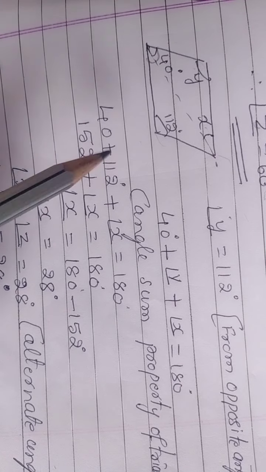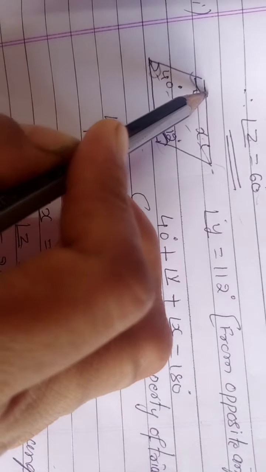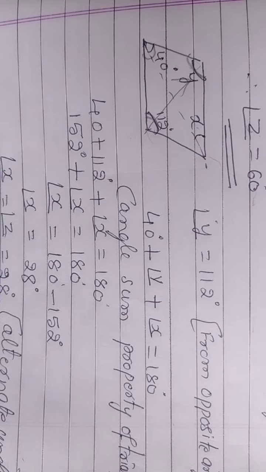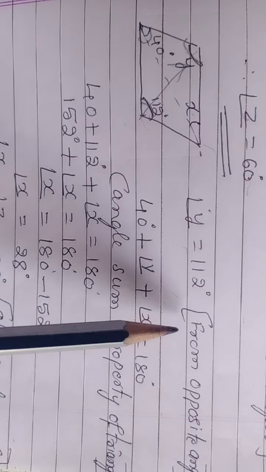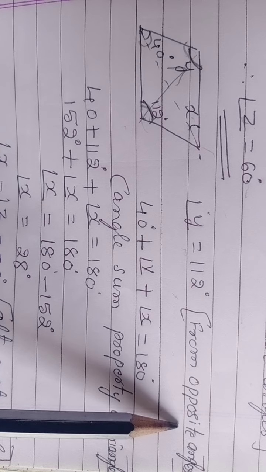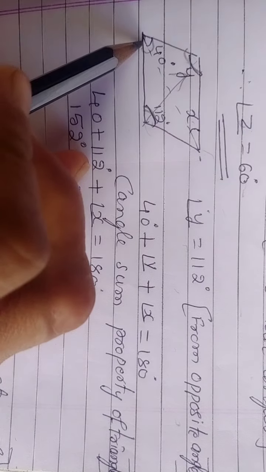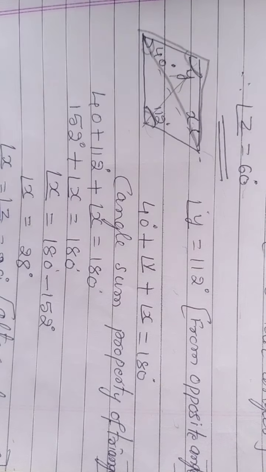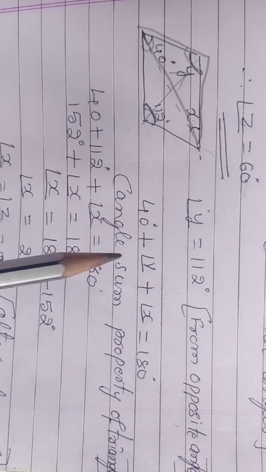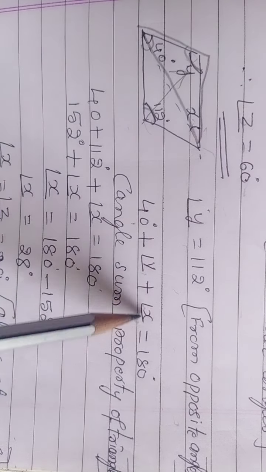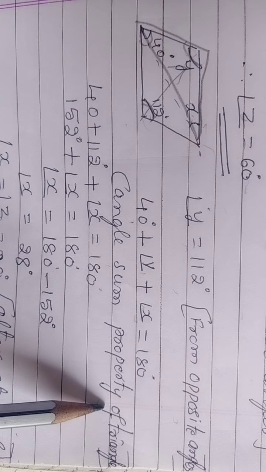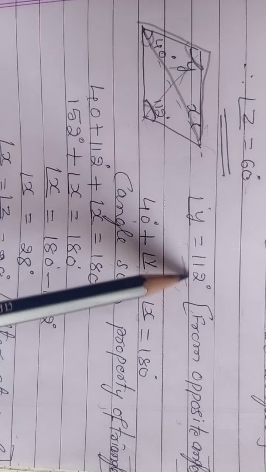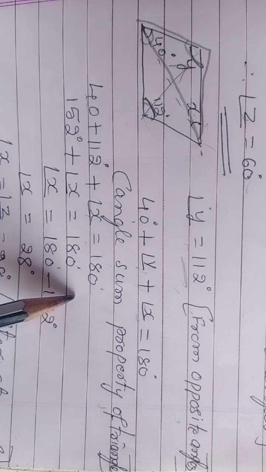Now just observe the figure. This angle 112 they have given, which means y is also 112. Why? Because they are opposite angles, isn't it? So y will be 112. That is from the opposite angle concept. Now we will go with this triangle, because here this angle is known, this angle is known. Just you have to find out again. Angle sum property: 40 plus y plus x is equal to 180, by angle sum property of a triangle. Now substitute 40 as it is, y we got as 112, x as it is, equal to 180.